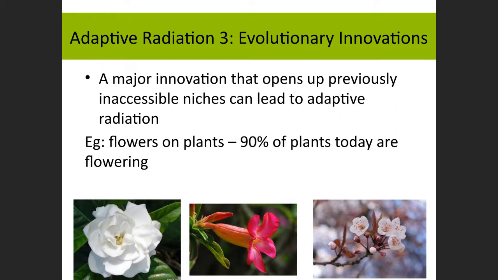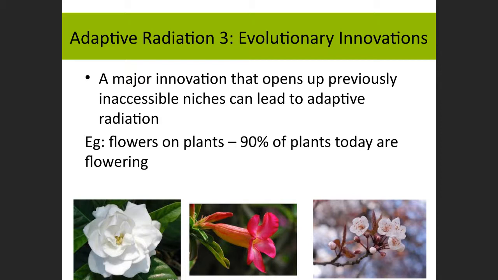So flowering plants were the last type of plant to evolve. So it went mosses, and then ferns, and then conifers, and then flowering plants. But they are now the most common plants on Earth. 90% of plants, when you look outside your window, including grass, shrubs, things that may have very, very small flowers that we don't notice, are flowering plants. So it opens up a niche that wasn't accessible. Wings on insects, right? They could now get to different food sources or escape predators, right? It was so successful that it evolved rapidly to many different types of flying insects.